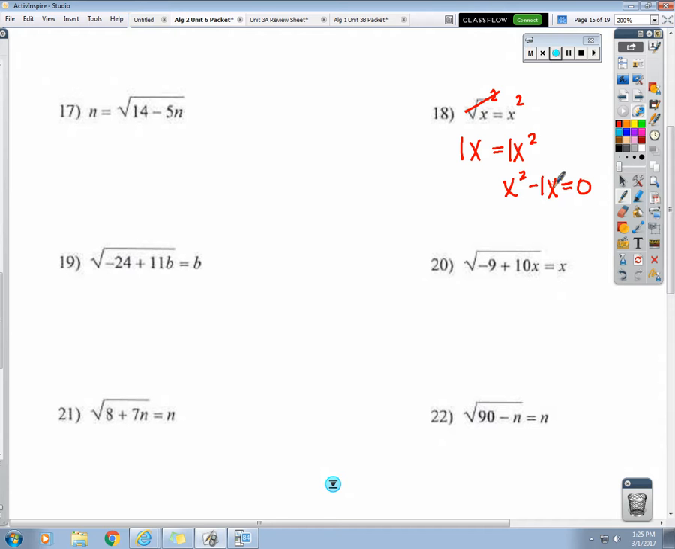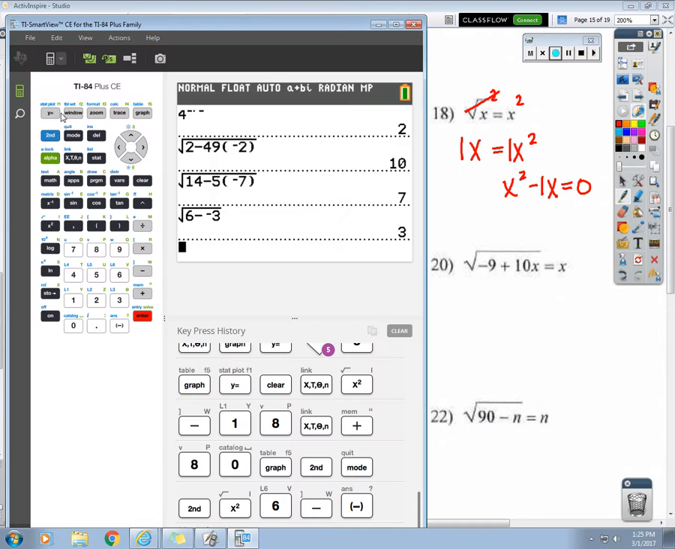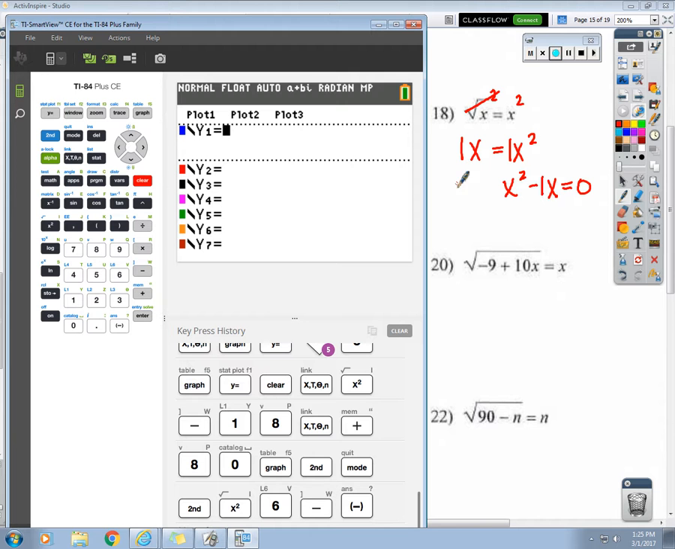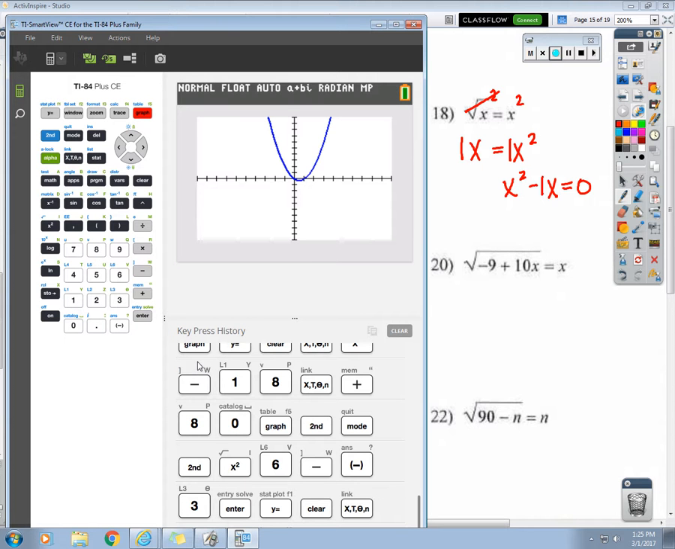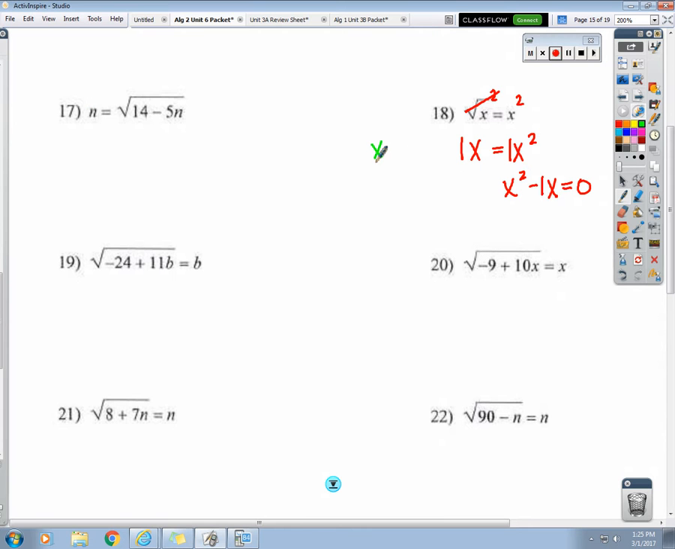Okay, let me show you something. For those of you who struggle with factoring, you have an alternative way to get the answer. Watch, you'll like it. If you now go to y equals, and you just type in x squared minus 1x, and you hit graph, where do you see that parabola cross the x-axis? 0 and 1. So 0 and 1 are your final solutions.